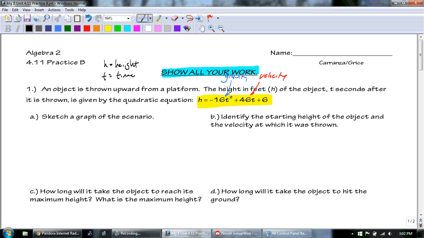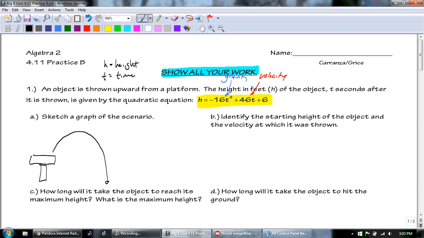So the first thing I want you to do is just kind of graph a sketch, whatever the scenario is. So we know that there is a platform going on here, and that the object is thrown and it's going up, and then what comes up must come down. Okay, so there we go.